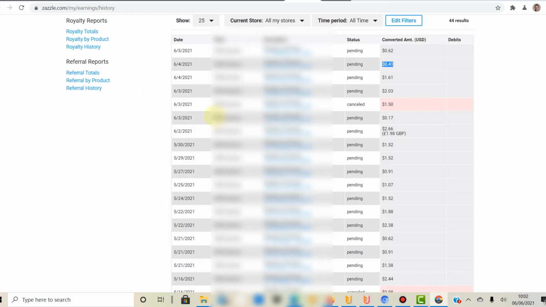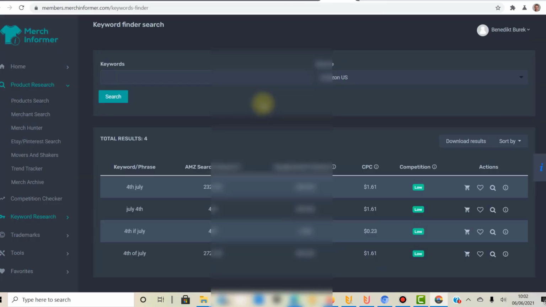So I wanted to show you how you can do good keyword research. To my knowledge, there is not a Zazzle keyword research tool per se, like you can find for Spreadshirt or Merch by Amazon. However, I'm going to show you a few possibilities, and some of them are free as well, and some of them are really good. So I'm just going to go through the various possibilities that you have.